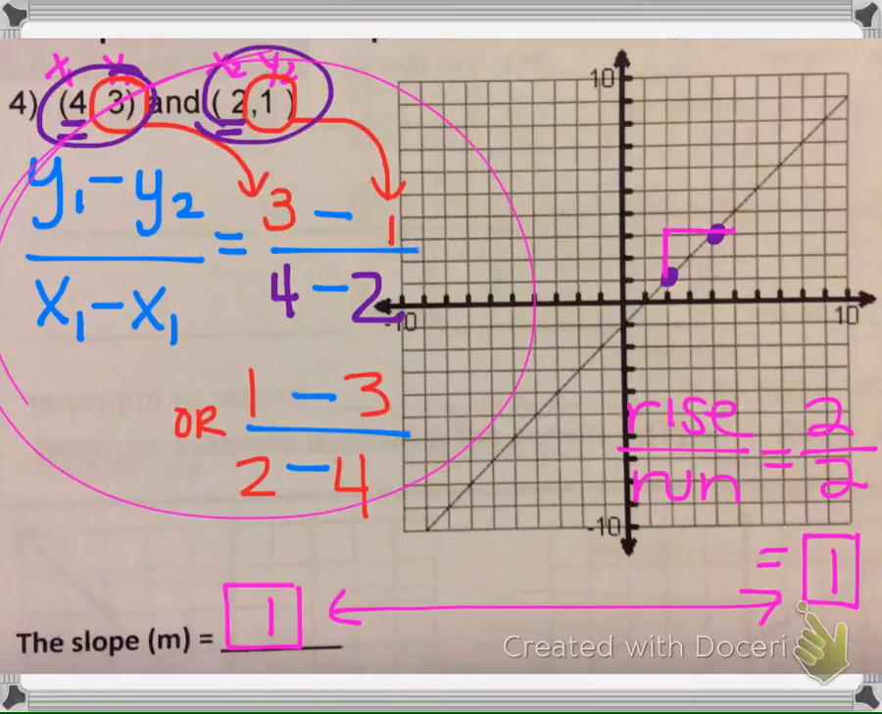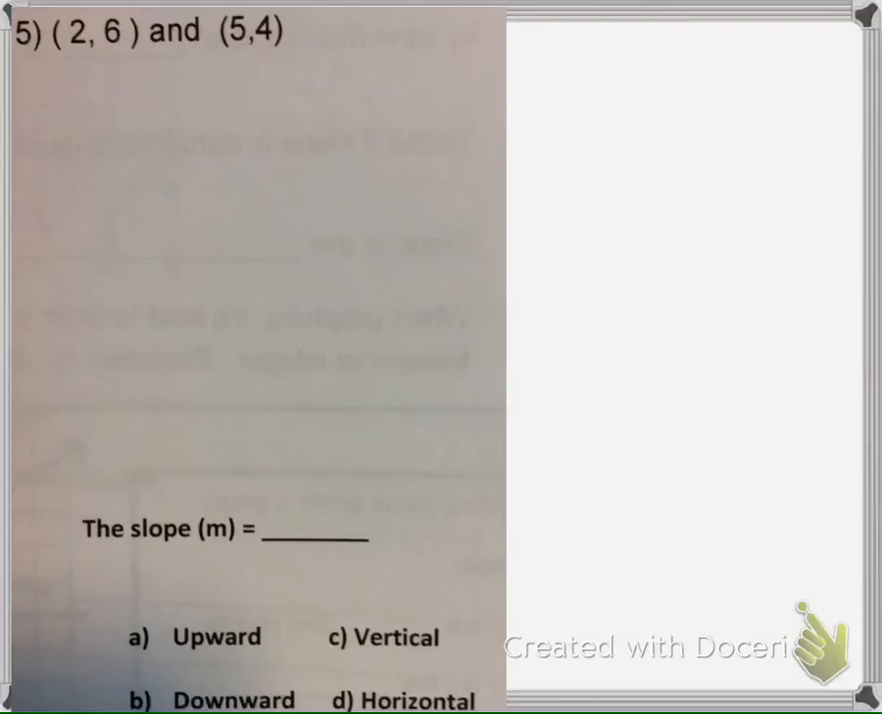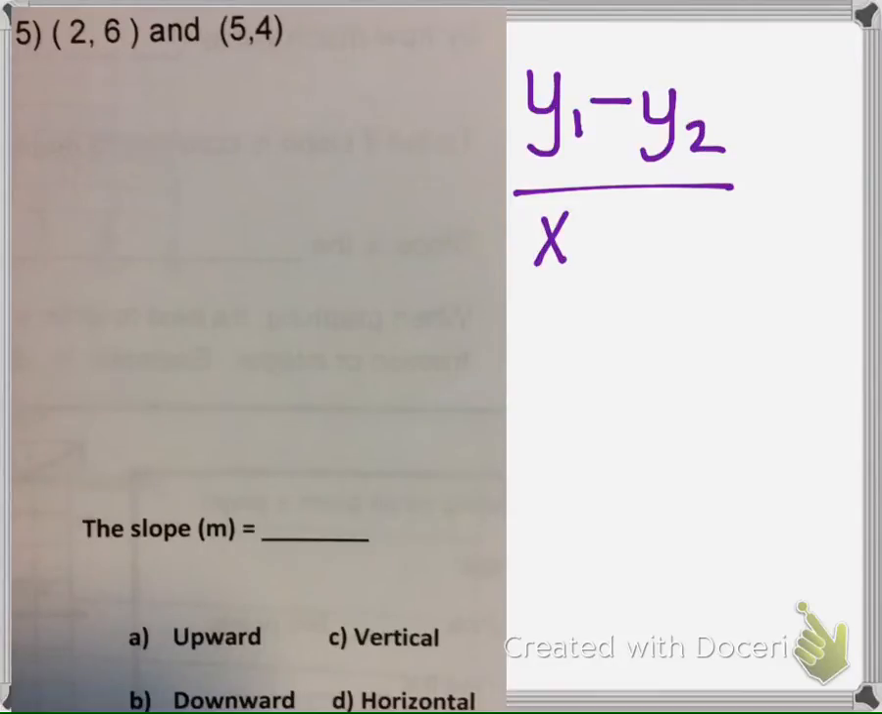We're using a formula because we're not going to have a graph on all of these to do rise over run. So we use rise over run if we have a graph, and if we don't have a graph, then we're going to use this formula that tells us to subtract the y's and subtract the x's. So I'm going to label, this is x, this is y. I'm going to have this one be my first ordered pair and this one be my second ordered pair.